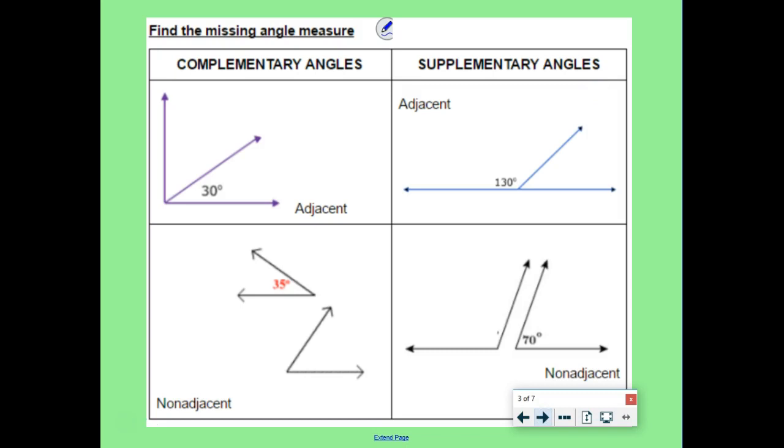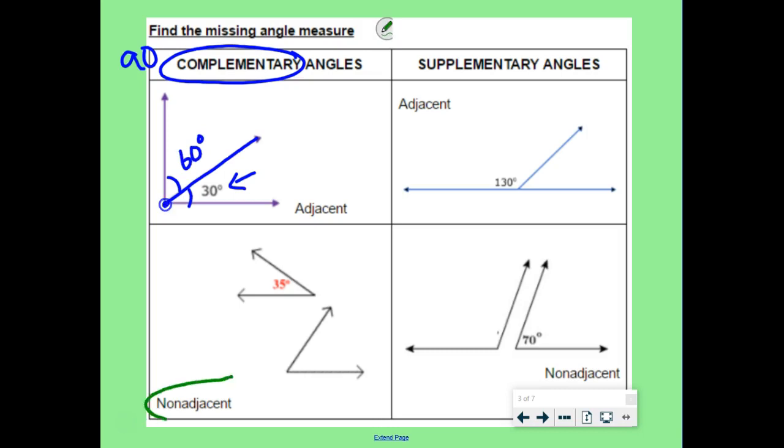Find the missing angle measure. Complementary angles, adjacent. They share the same side, so they're sharing the side and the vertex. These two angles are complementary, which means they sum to 90. So if this one is 30, this one would have to be 60 to make 90.